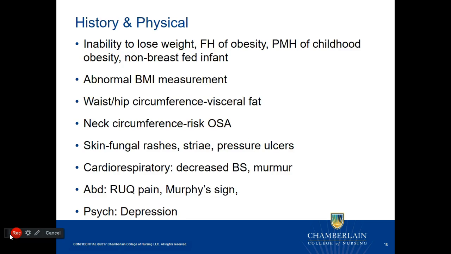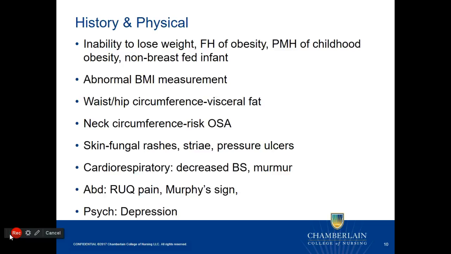The inability to lose weight or gain weight easily, family history of obesity, personal history of childhood overweight or obesity, and non-breastfed as an infant. Abnormal BMI measurement, waist-hip circumference, which has to do with visceral fat, neck circumference, which is a risk of obstructive sleep apnea, and skin findings: candidal rashes, hirsutism, acanthosis nigricans, skin tags, striae, and pressure ulcers.